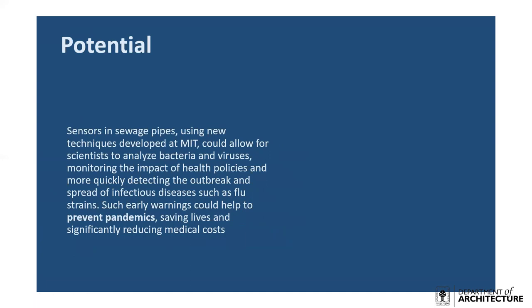Potential for the future. Sensors in sewage pipes using a new technique developed at MIT could allow scientists to analyze bacteria and viruses, monitor the impact of air pollution, and more quickly detect the outbreak and spread of infectious diseases such as flu strains. Such early warning could help to prevent pandemics, saving lives and significantly reducing medical costs.